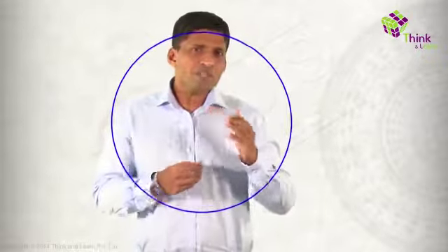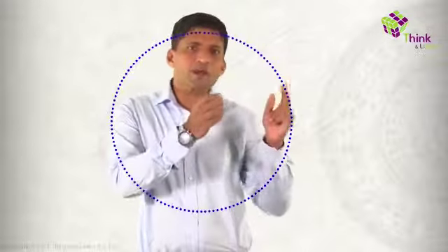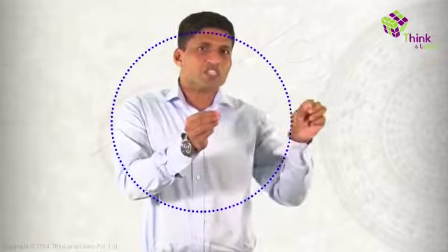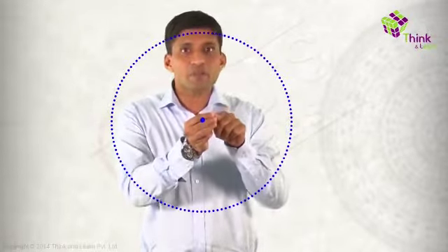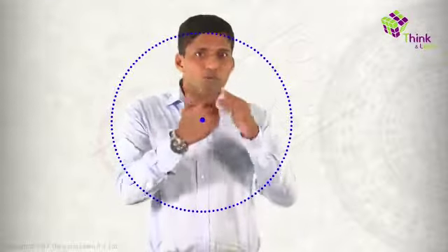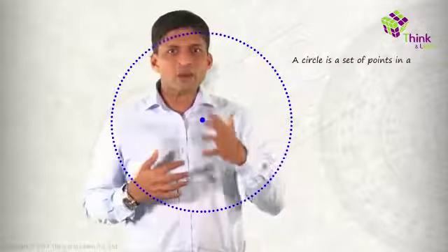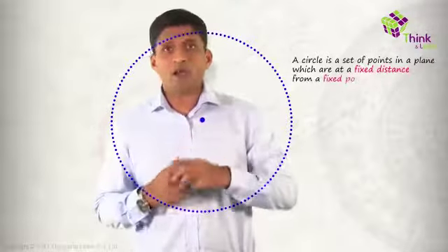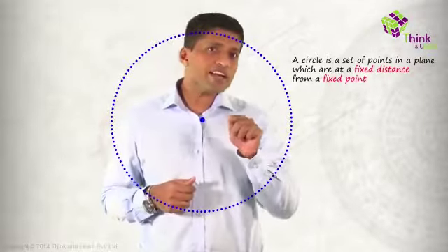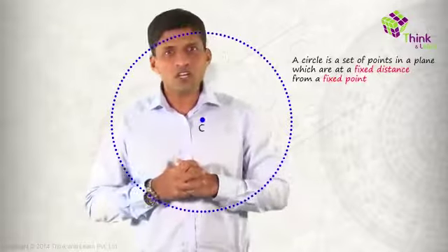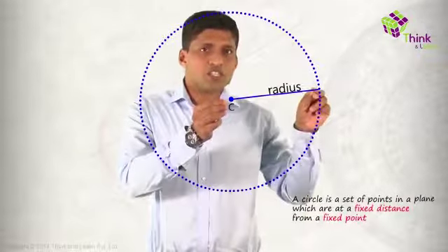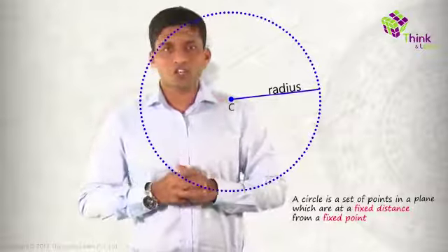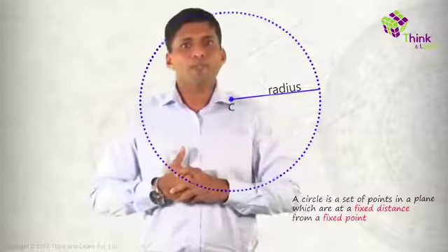A circle, as you can see here, is a set of all the points in a plane which are at a fixed distance from a fixed point, because all these points are at a fixed distance from this central point. Now, this fixed point is called the center of the circle, and the fixed distance is called the radius of the circle, as all of you know.